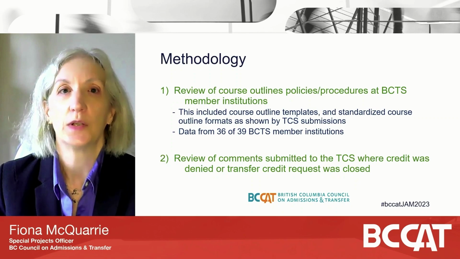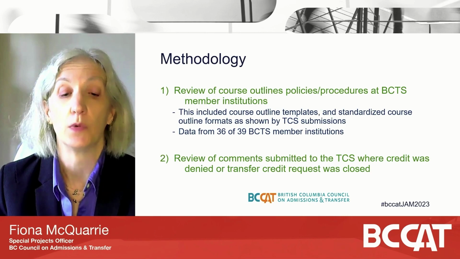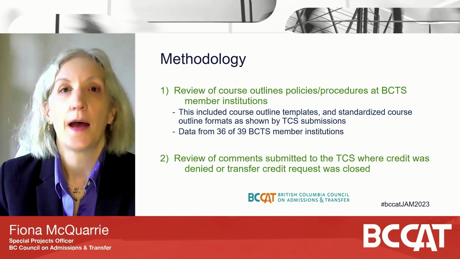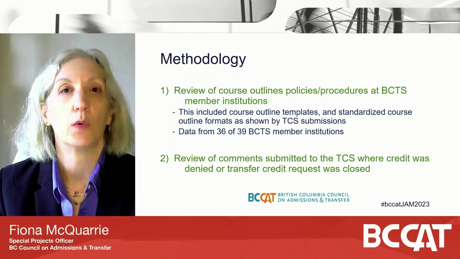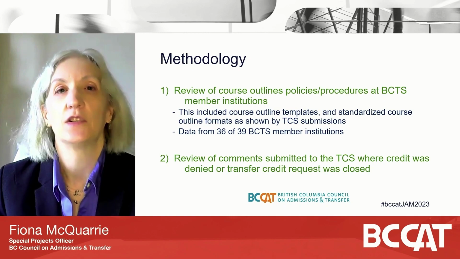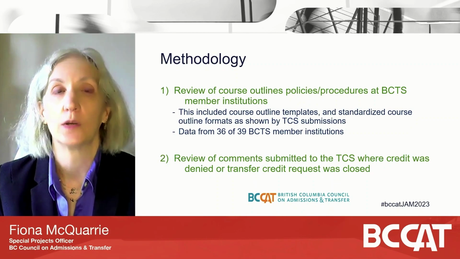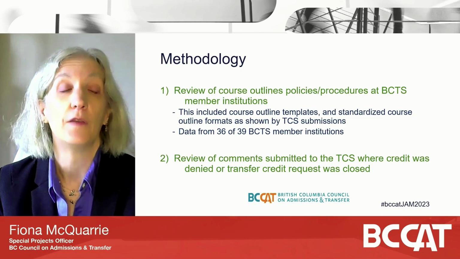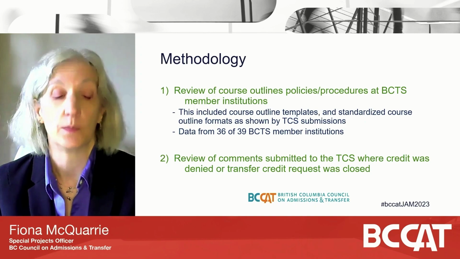So when all of this was put together, we ended up with data from 36 of the 39 BC Transfer System member institutions. The other data set that we collected was to look at the TCS and look at the comments that were made when a transfer credit request was denied or when it was closed. As of 2023, if an institution decides to close or deny a transfer credit request, it's required to provide a reason. Before that, there was space on the evaluation form to provide a reason, and institutions could provide that if they wanted, but it wasn't mandatory.